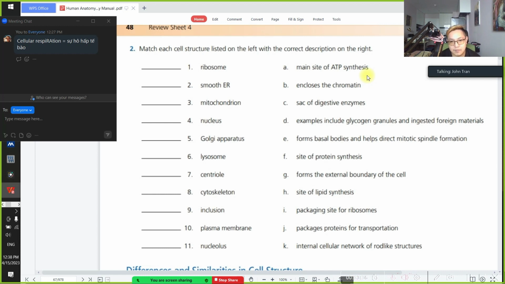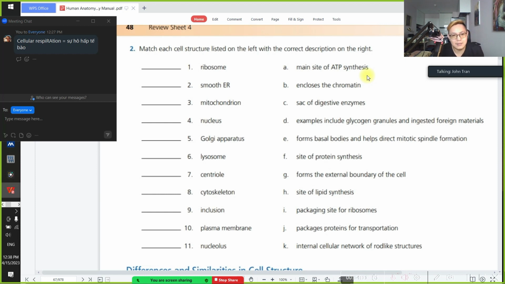Okay. What is internal cellular network of rod-like structures? Một cái mạng lưới trong tế bào, nội trong tế bào mà có những cấu trúc nhìn như là que, rod-like structures. Yeah, inclusion. Number 9. I don't think so. Inclusion là sự thêm vào, nó không phải là cái này.